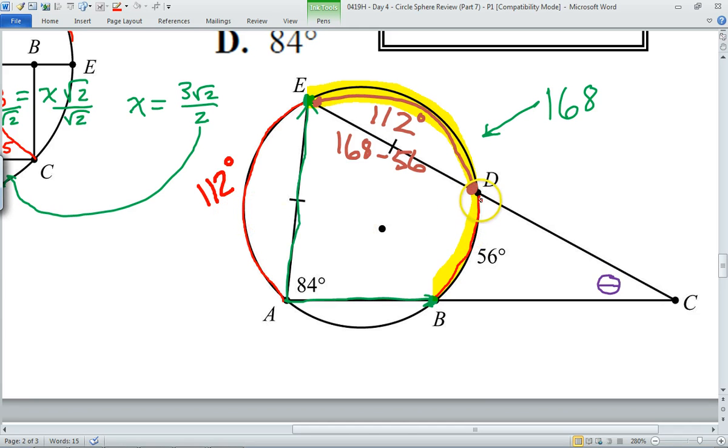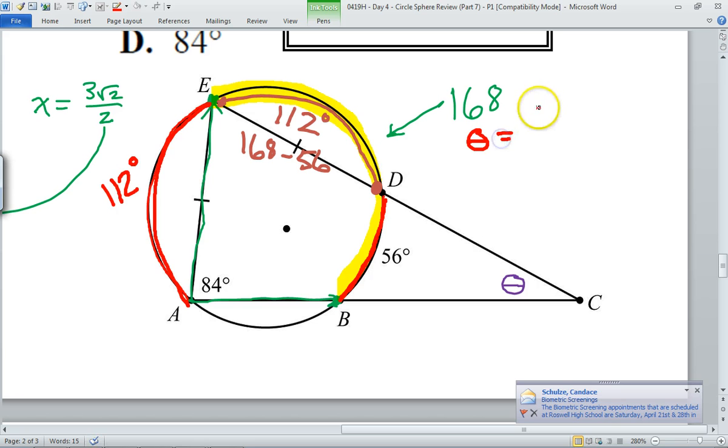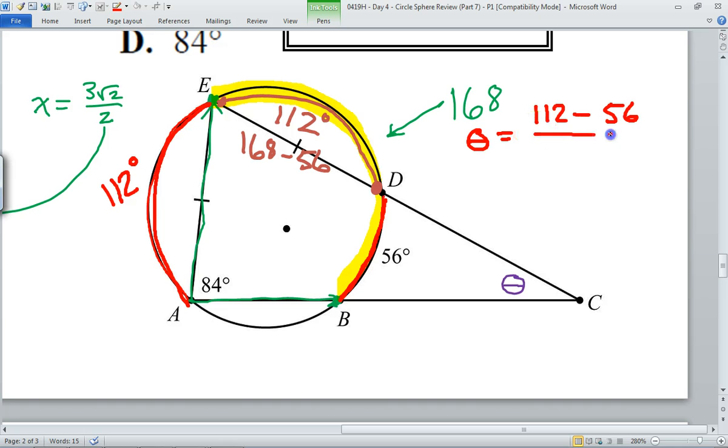So, I now have the two arcs that I really needed. I needed the 56 and I needed the 112. Those are the two I needed. Now I can go ahead and do the formula. So the formula was angle equals arc minus arc divided by 2. So angle equals 112 minus 56 divided by 2. 28.